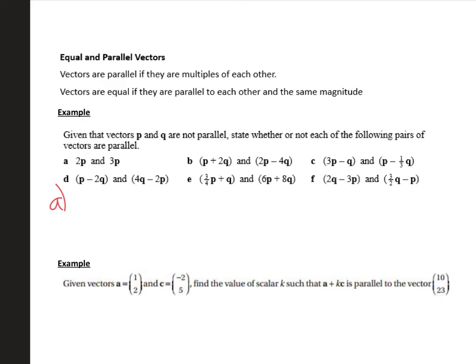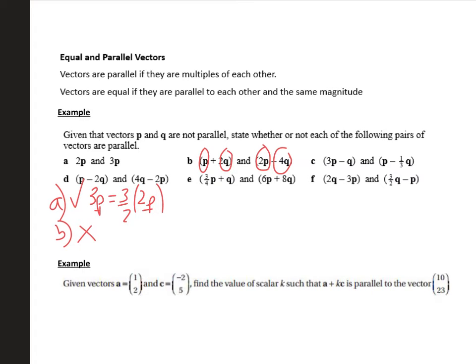Okay, so for A, they are parallel, and it's because I can write 3p as 2p if I times it by 3 over 2. So the 2 on the bottom, the half, cancels out the 2 times by 3. B is not, because to get from p to 2p, I would have to times by 2. But if I times 2q by 2, I should get plus 4q. I get a minus, so they're not.